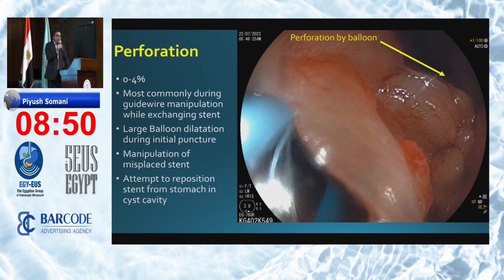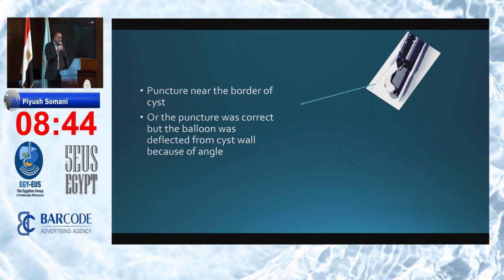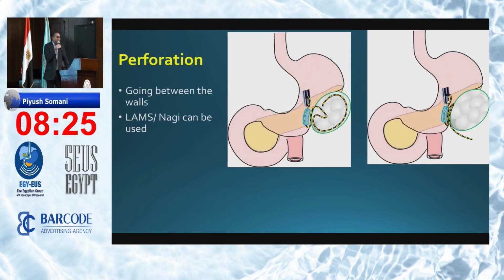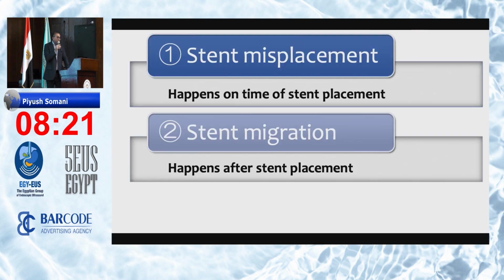That is the reason seeing the endoscopic view is important after you deploy your needle or the wire. So how does this take place? Puncture near the border of the cyst. Again, the angle is important. If you are going at an angle beyond 45 degrees, like 35 degrees, then you are going away from the wall, and this may create a perforation. Or the puncture was correct, but the balloon was deflected from the cyst wall because of the angle. So this is important. And this can happen by wire also, sometimes going between the walls.